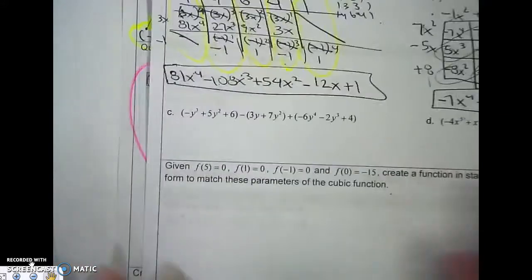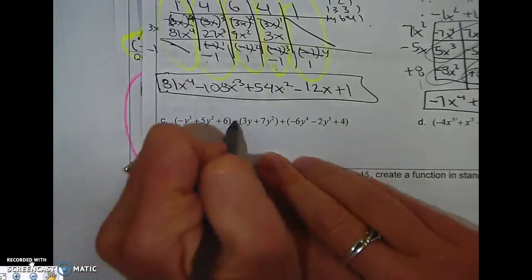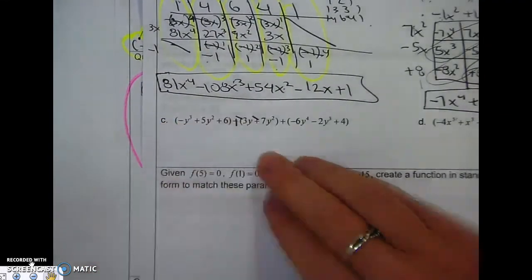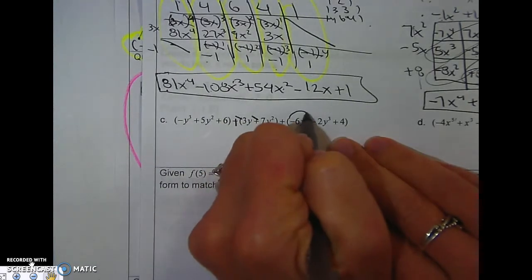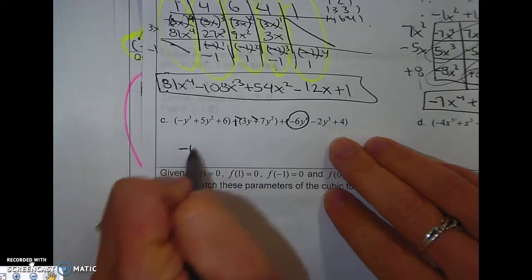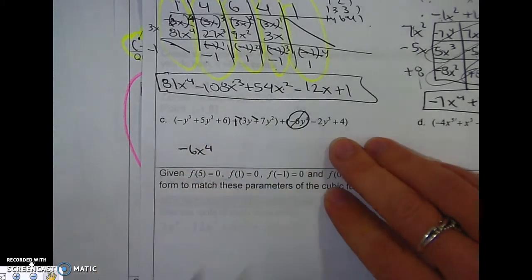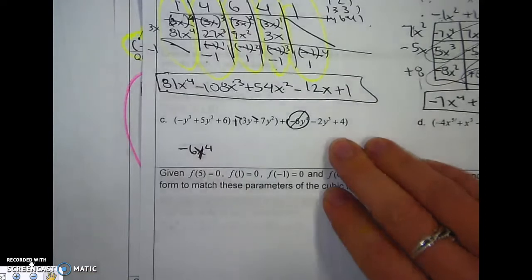In the next problem here, it's adding and subtracting, but first thing I need to do is change the signs of everything to the right. I want to make sure I write this in standard form. So first thing I have is negative 6x to the 4th. Cross it off when I'm done. Oops, it's a y. Careful.